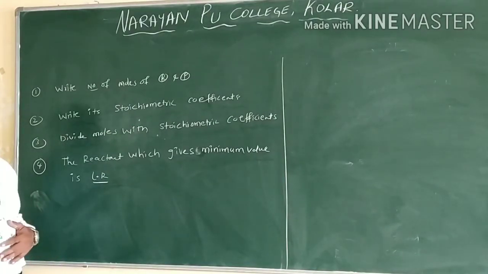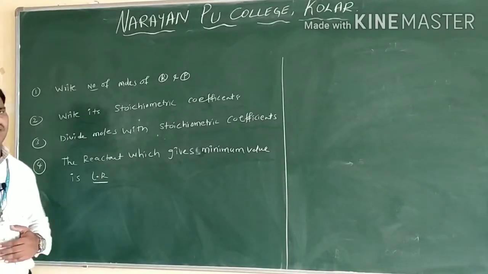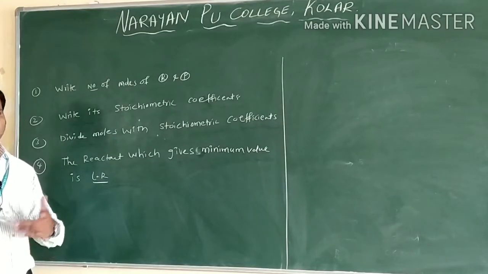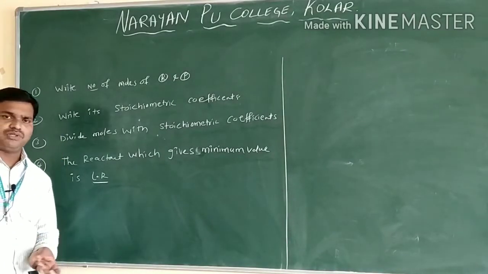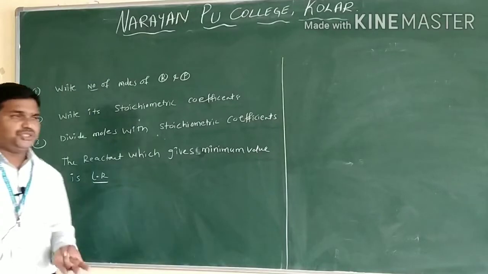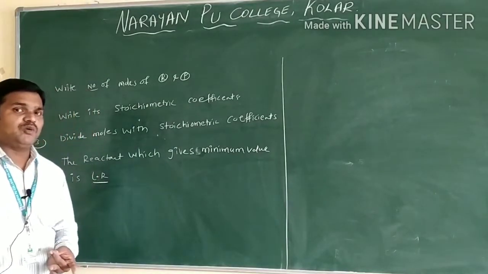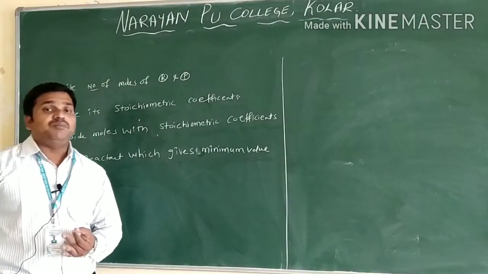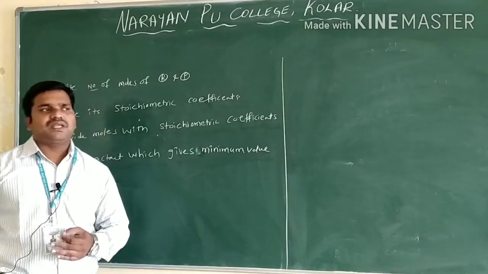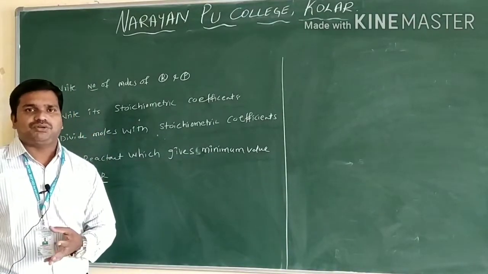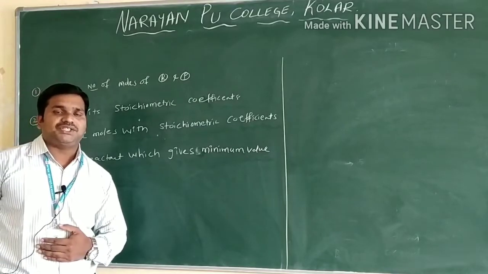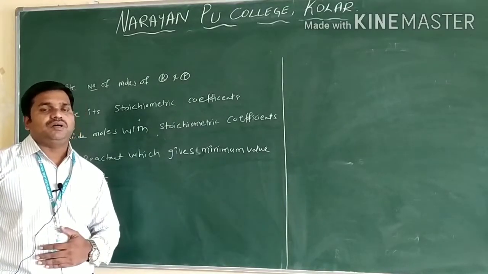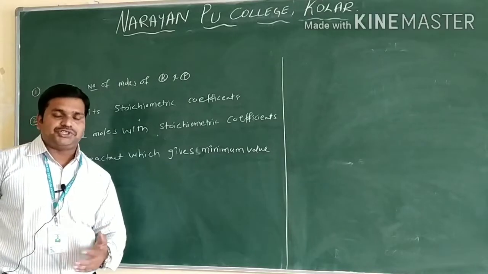This is a simple method only. After that you can go for the mole relationship, and you will get the answer. No need to memorize these rules by heart. First you write the number of moles, then the stoichiometric coefficients, then divide the number of moles by the stoichiometric coefficients. The minimum value is the limiting reagent, the higher value is the excess reagent. From that you can identify how many moles of the product are formed in the reaction by going with the mole to mole relationship.